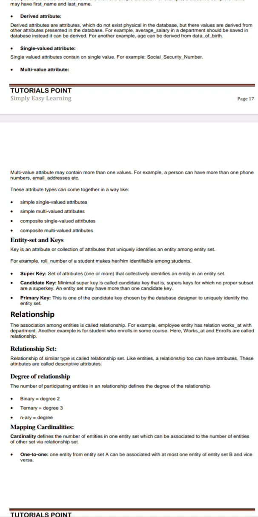Degree of relationship: the number of participating entities. The entities that are participating in a relationship define the degree of a relationship. Like binary: if two entities are associated or taking part in a relationship, then the degree of the relationship is 2. If three entities are participating in a relationship, then its degree will be 3. If n is the number of participating entities, then its degree will be n.